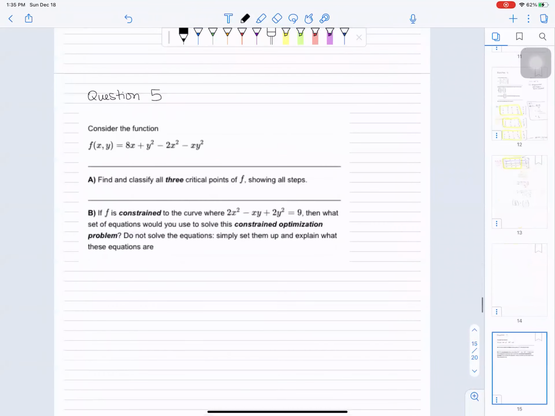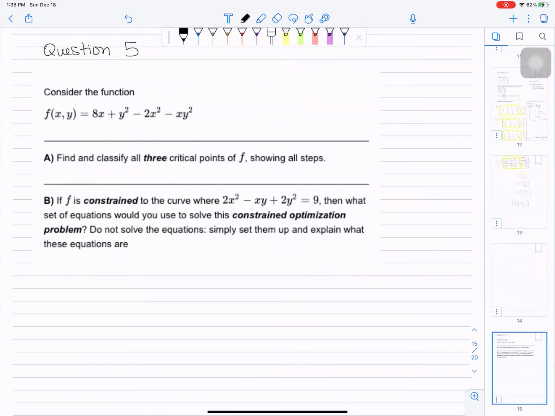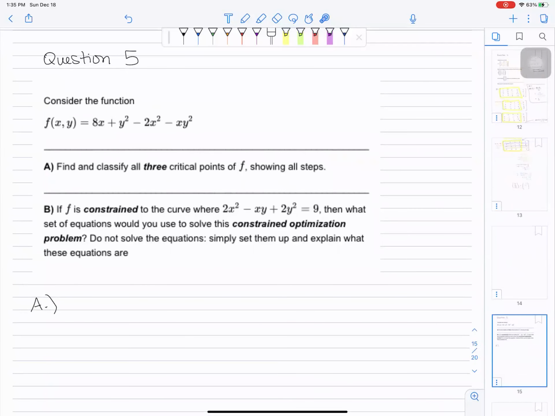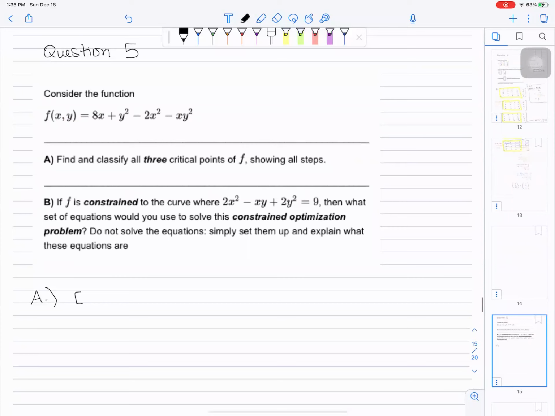Okay, question 5. So consider the function. Part A, find and classify all 3 critical points of the function. Okay, so I have my function. Now in single variable calculus, what would we do? We take the derivative, set it equal to 0 to get the critical points, and then do the first and second derivative test to classify it. But right now we're in multivariable calculus. There are multiple inputs, so we can't just do a simple derivative, but we do have an analog, and that's the derivative matrix, or the Jacobian.